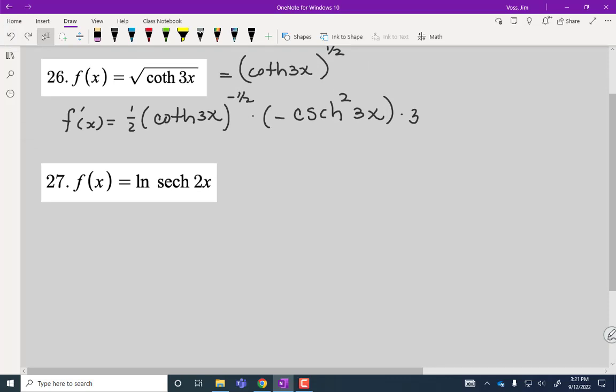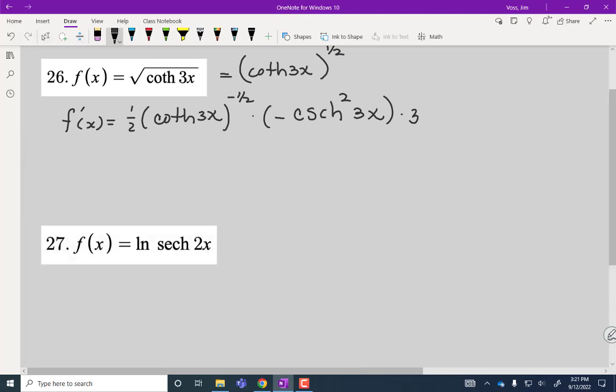All right, so then we can simplify this a smidge. We could write this as negative 3 cosech squared of 3x divided by the square root of coth 3x. That will be our simplified derivative, or at least one way to simplify it. Oh, and the 2. I dropped the 2 somehow. 2 right there. Thank you.